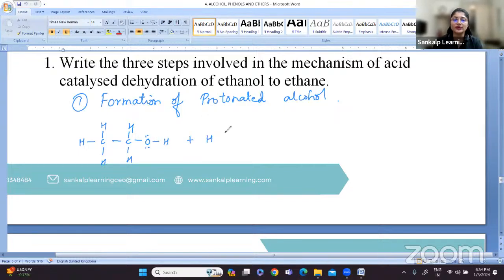Ethanol is going to react with the acid. Alcohol will react with the acid, that is H2SO4, to form a protonated alcohol. So this lone pair will attack the hydrogen, the H plus ion, and it will give you H, C, H. The remaining will be like this only: O plus, then H and H. Okay, so this is our first step.